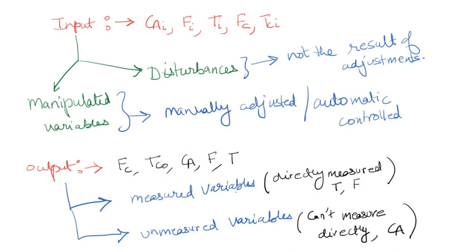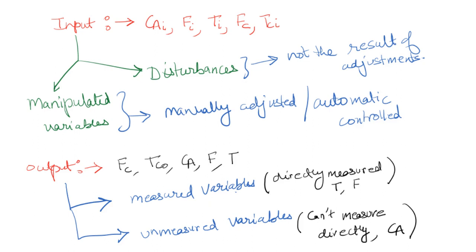Whereas the outputs, that is Fc, Tc0, Ca, F and T, are classified into two further categories: the measured variables and the unmeasured variables. The measured variables are those which can directly be measured, like temperature. Temperature can directly be measured with the help of a thermometer or a thermocouple. Flow rates can be measured directly with the help of a venturimeter or an orifice meter. Clear? Now unmeasured variables are those variables which cannot be measured directly.